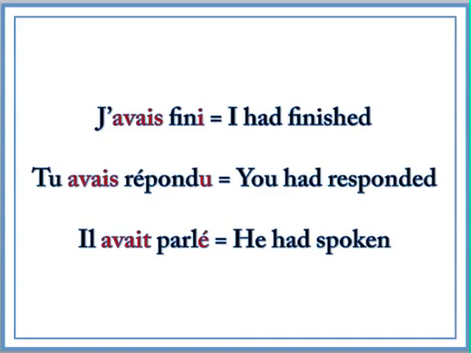J'avais fini is the plus-que-parfait and it means I had finished. Tu avais répondu, you had responded. Il avait parlé. He had spoken. So as promised, in a few minutes, I'm going to show you how to form this, but I'll bet you already have a good clue, especially if you're looking at the words and letters that I have highlighted in red.